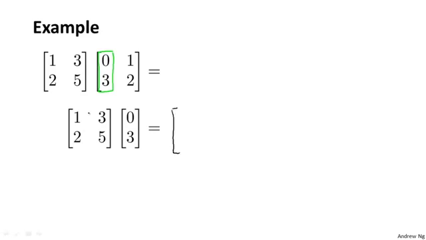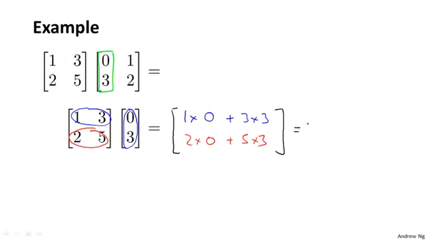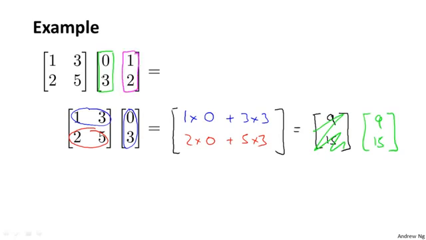This is going to be equal to 1, 3 times 0, 3. So that gives 1 times 0 plus 3 times 3. And the second element is going to be 2, 5 times 0, 3. So that's going to be 2 times 0 plus 5 times 3. And that is 9, 15. Okay? So this is 9, 15. And then next, I'm going to pull out the second column of this and do the corresponding calculation.